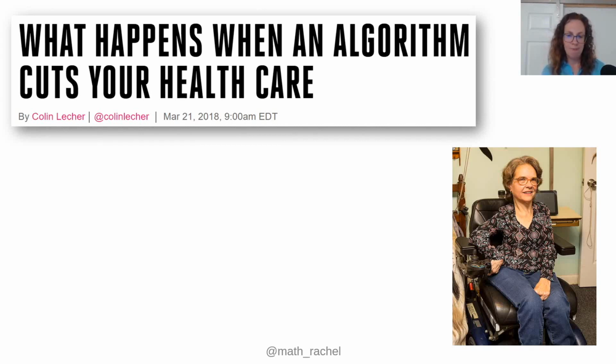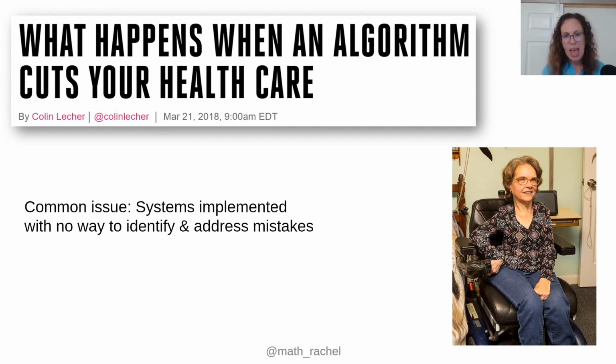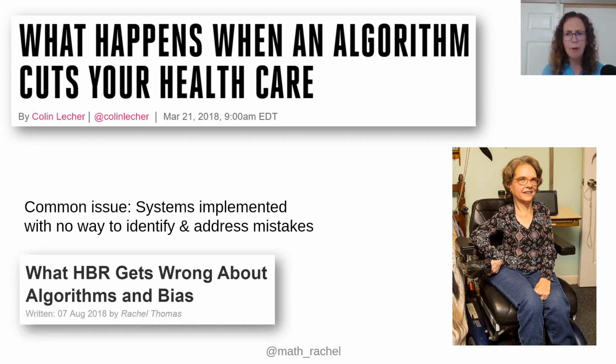And they couldn't get any sort of explanation, and there was no appeals or recourse process in place. Eventually this all came out through a lengthy court case, but it caused a lot of suffering in the meantime. So it's really important to implement systems with a way to identify and address mistakes, and to do that quickly and in a way that hopefully minimizes damage, because we all know software can have bugs, our code can behave in unexpected ways, and we need to be prepared for that. I wrote more about this idea in a post 2 years ago, What HBR Gets Wrong About Algorithms and Bias.